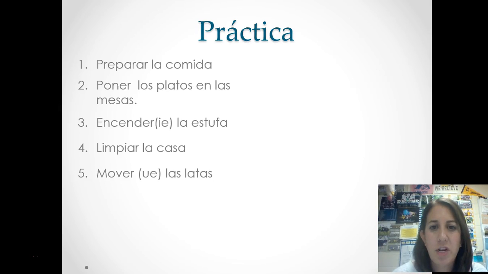So here's your opportunity to para y practica, stop and practice. So I have 5 commands for you to put together. If you'll notice, number 3, encender, and number 5, mover, are stem changers. So we do still have stem changers because we're in that present tense form. So, go.